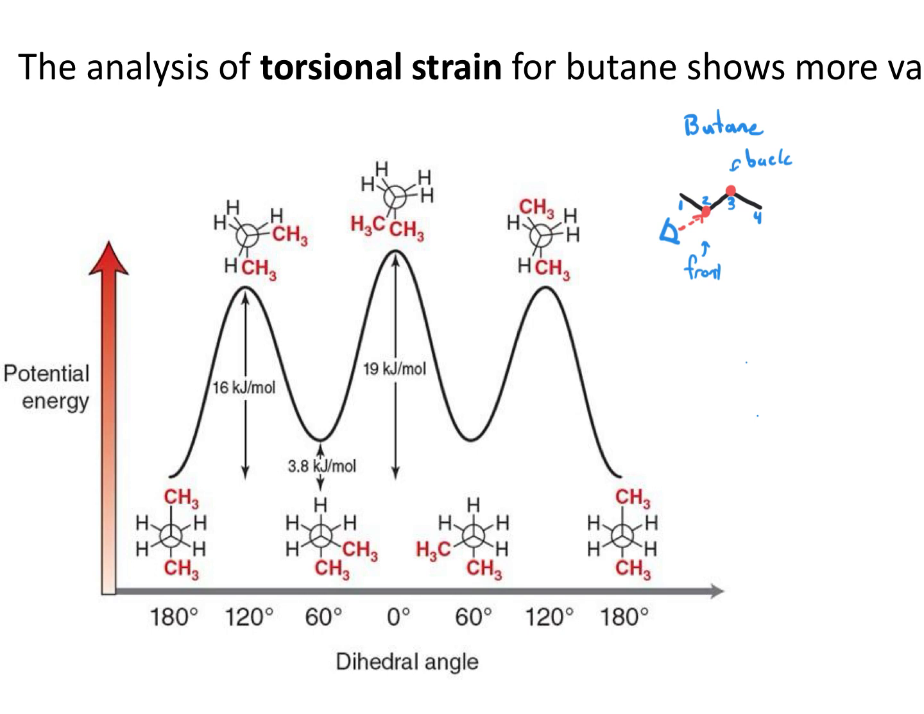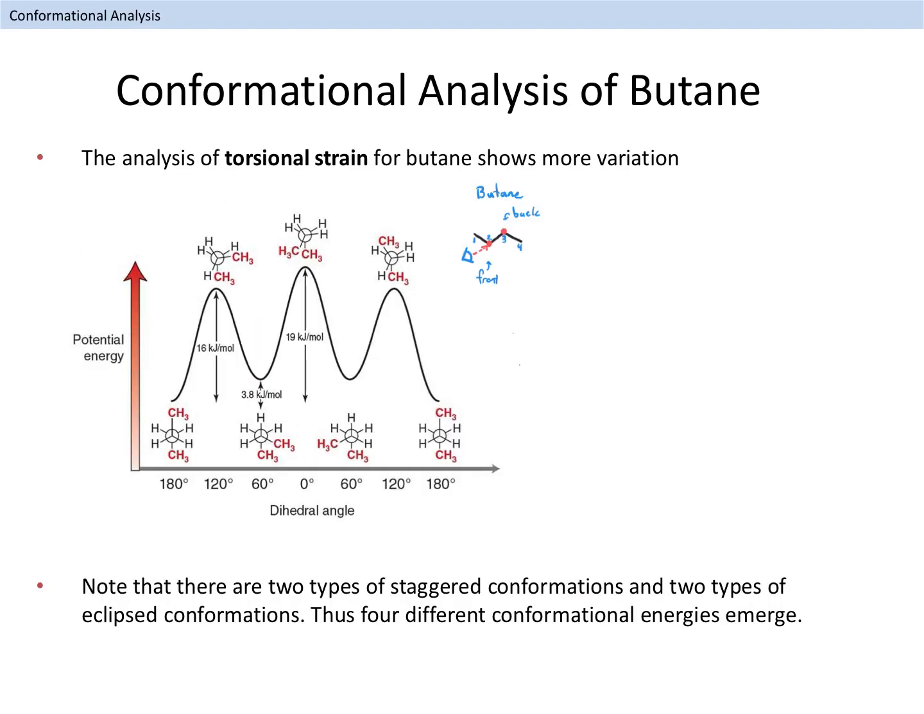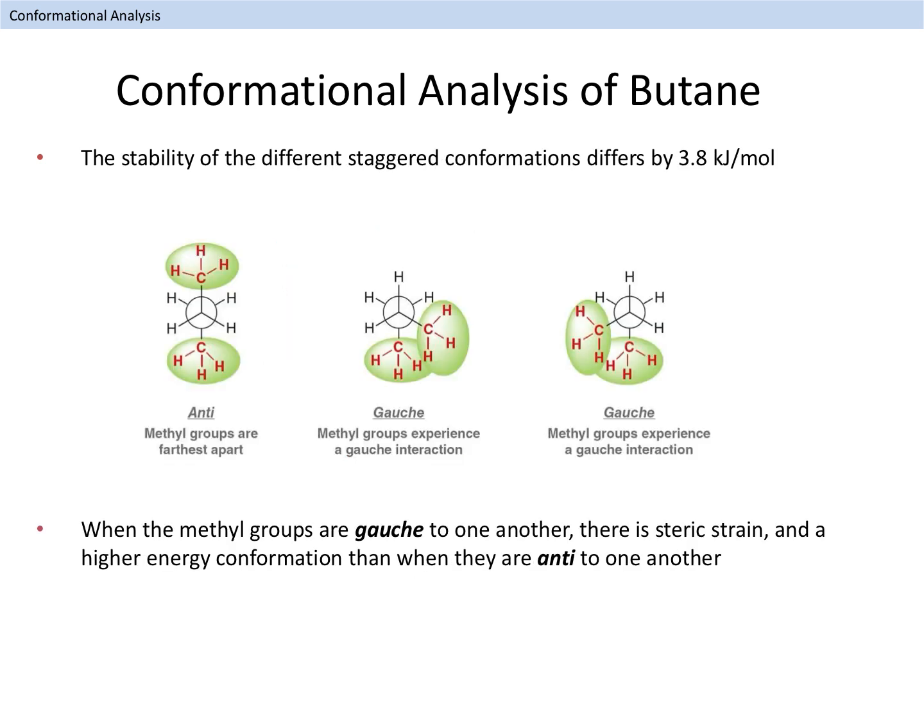The type of strain that we are seeing in each of these cases has to do with the size of the groups that are near one another in space. This type of strain is called steric strain, and it introduces significant rotational barriers for the conformations of molecules. When two groups have a 180-degree dihedral angle, we describe them as anti to one another. As an example, in the lowest energy conformation of butane, the two methyl groups are anti to one another.